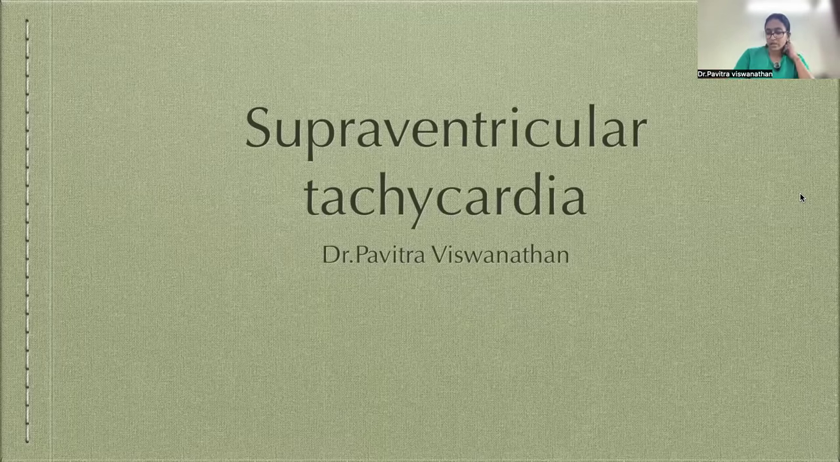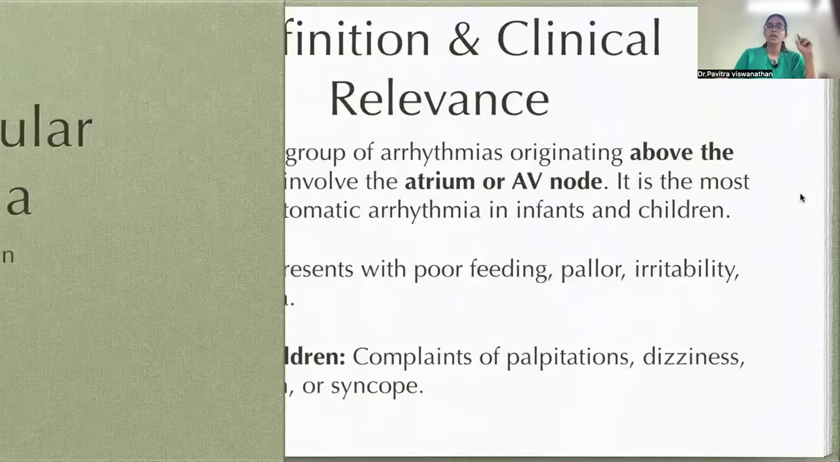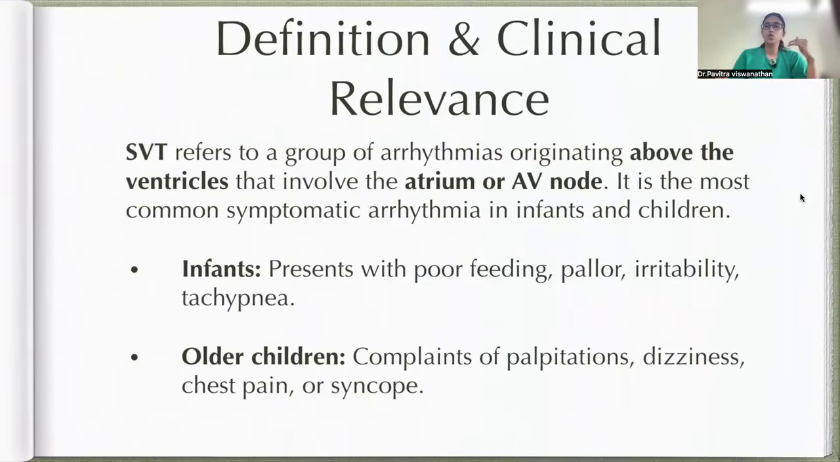Okay, so to the topic, supraventricular tachycardia. So what does it mean? When we say supraventricular, it means it is above the ventricle. What is above the ventricle? The origin of the arrhythmia is above the ventricle, either at the level of the atria or the AV node. It's the most common symptomatic arrhythmia in infants and children.